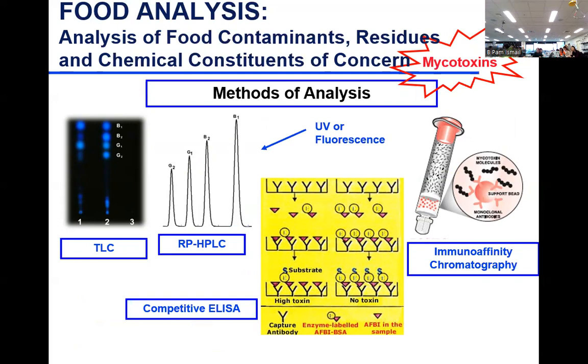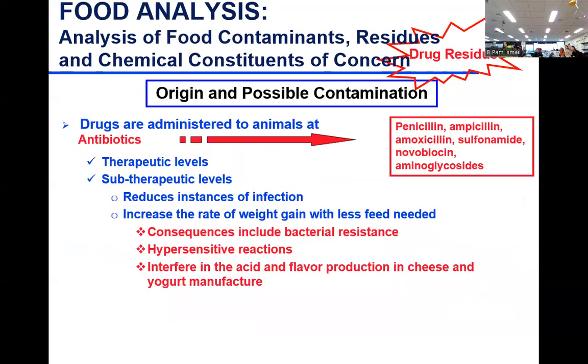You can use UV or fluorescence. You can also use MS. I don't have it here. You can also have competitive ELISA, same principle, small molecule. You can use competitive ELISA, and you can use thin layer chromatography. You can use immunoaffinity chromatography, very specific antibodies for the mycotoxin. So, you know all these methods now, it's just application in this case.